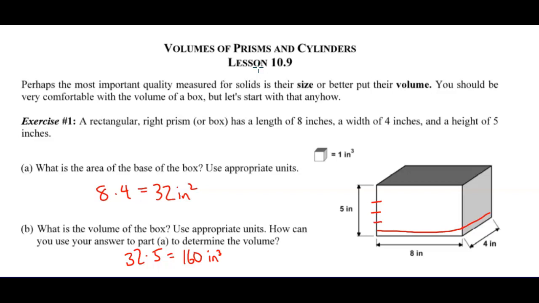You're probably most familiar with this formula, length times width times height, and that is if you have a rectangular prism. But I just want to derive the reason for it, because it's going to be helpful when you do other prisms that aren't quite as simple.